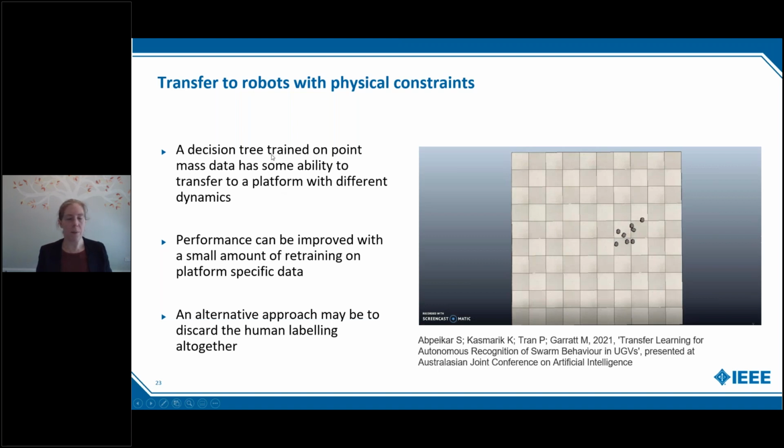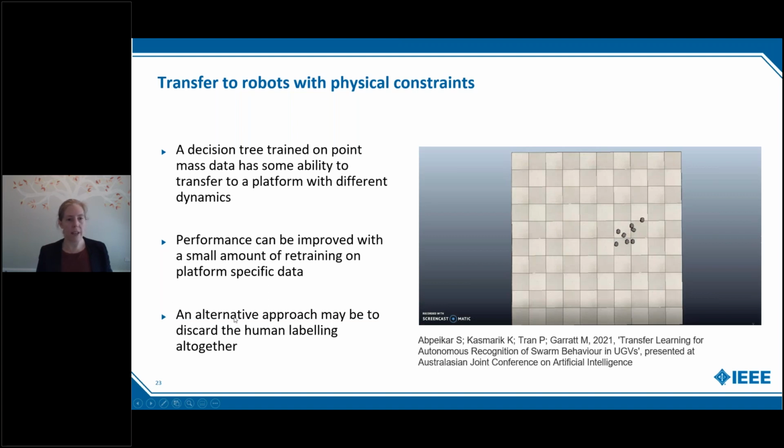Obviously, one of the key constraints of the technique is that when it's trained on the point mass data, there are very specific features like the velocity that aren't going to transfer well to the robots. And so we have this question: do we maintain the decision tree approach, which is very, very quick? So once you have a trained decision tree, they're very quick to be able to label whether something is flocking or not flocking. Or is there another way that we can do this where we don't need to collect that human labeled data in order to make a decision whether a group of robots is flocking or not flocking?